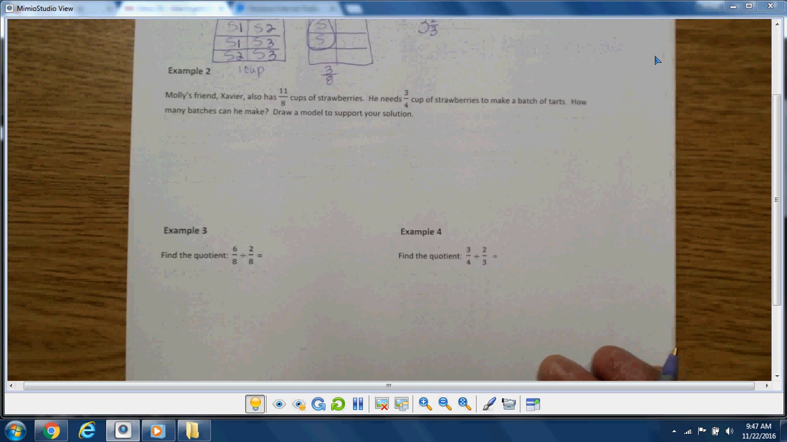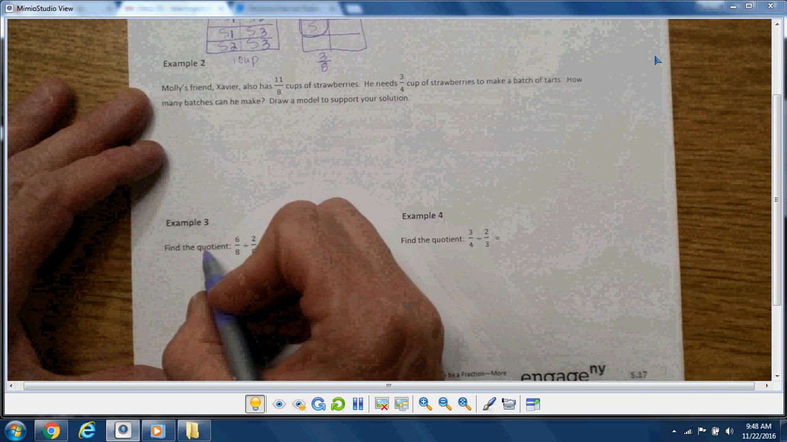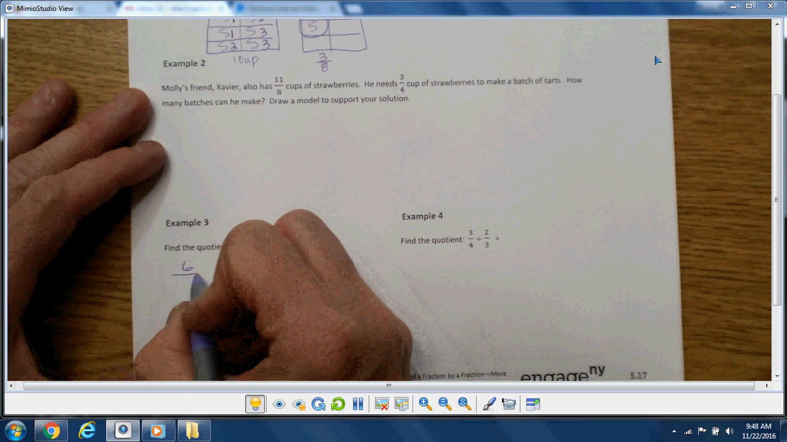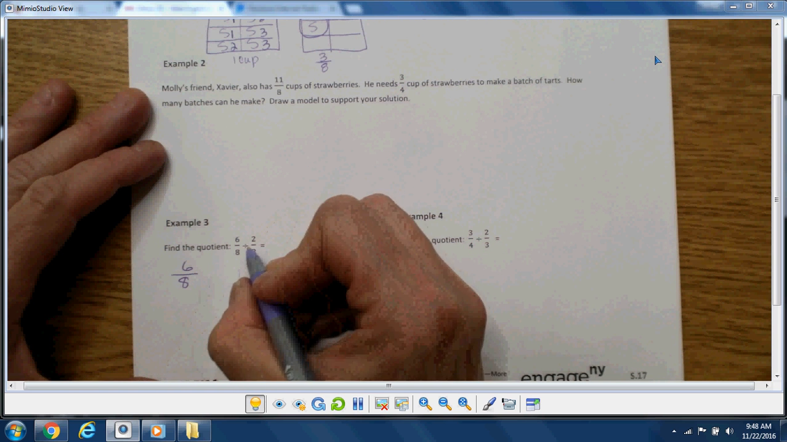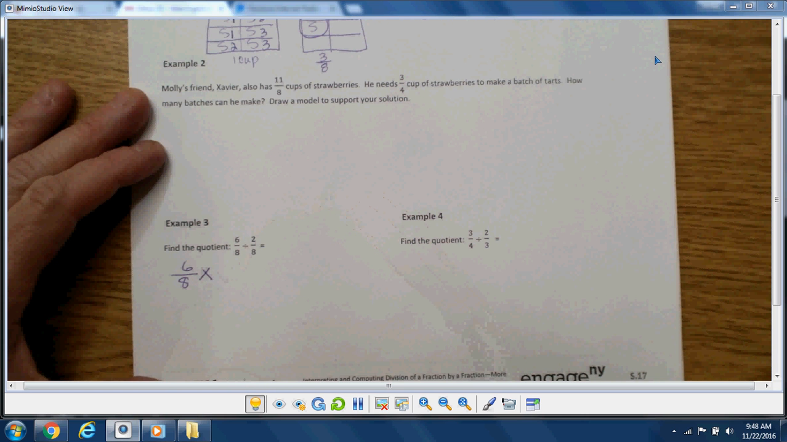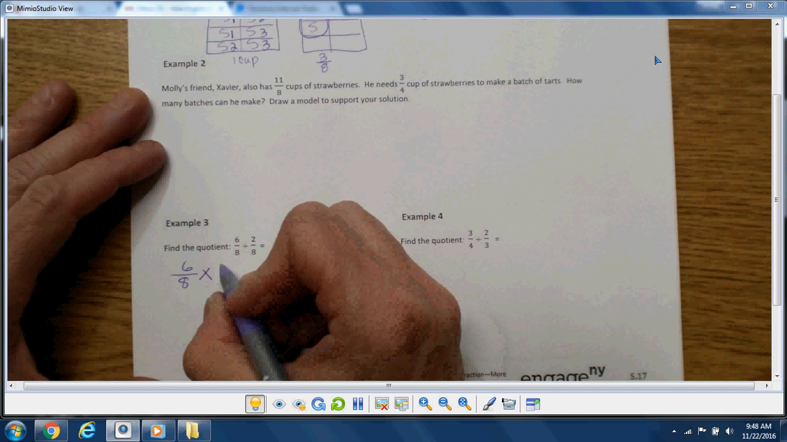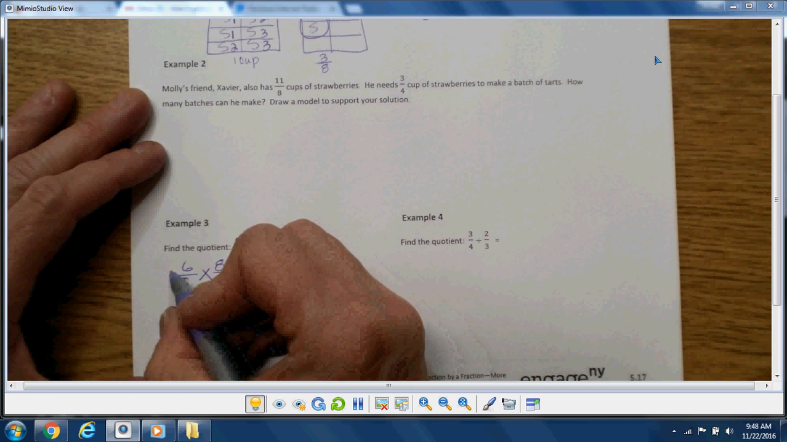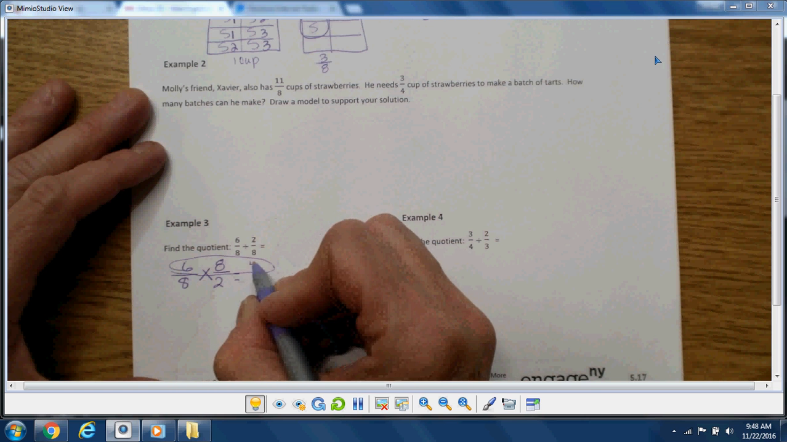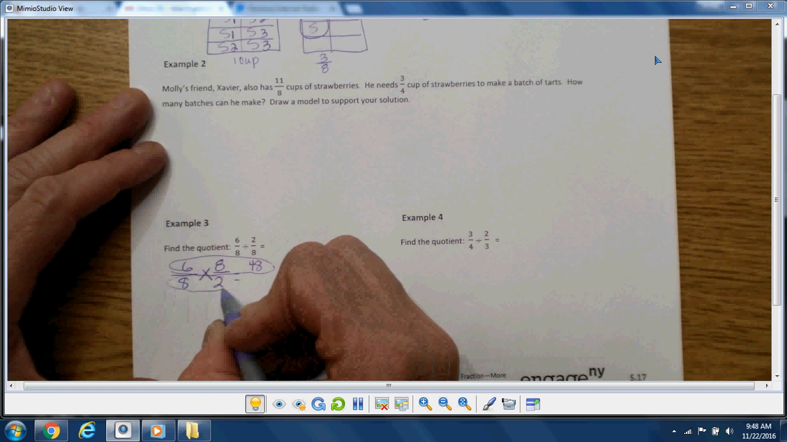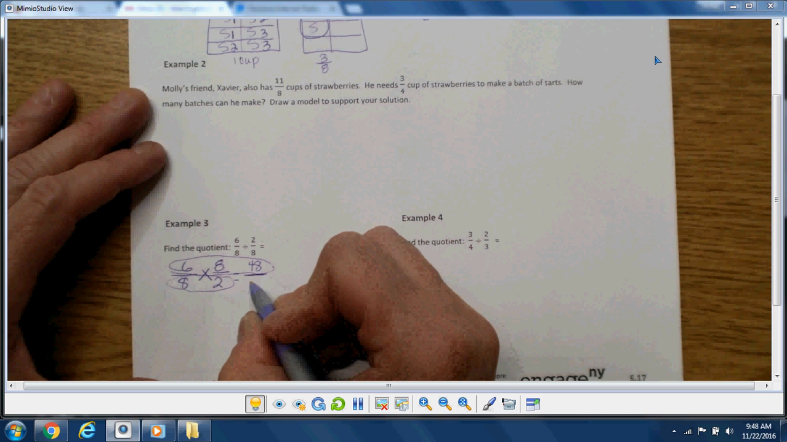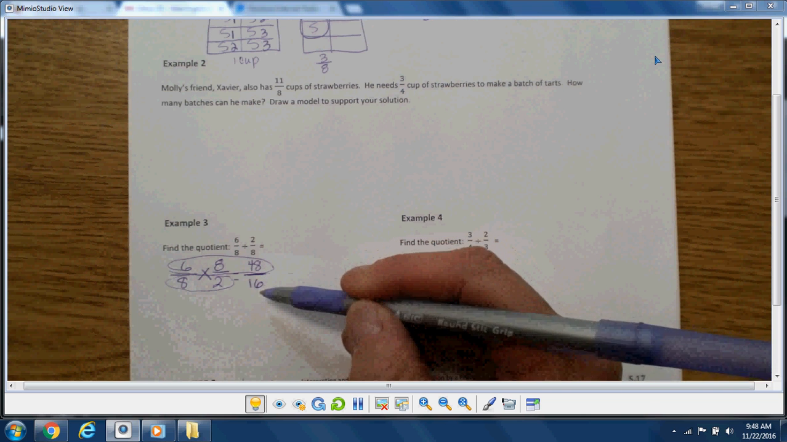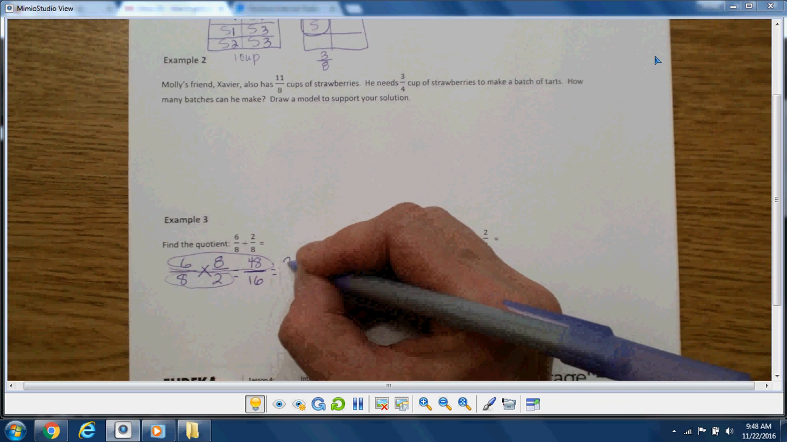Let's look at the bottom. We're going to keep the same number in our fraction, which is 6/8. We're going to change our division sign to multiplication, and then we're going to flip to the reciprocal, 8/2. And then we multiply our numerators and get 48. We multiply our denominators and get 16. We get the improper fraction 48/16, which equals 3.